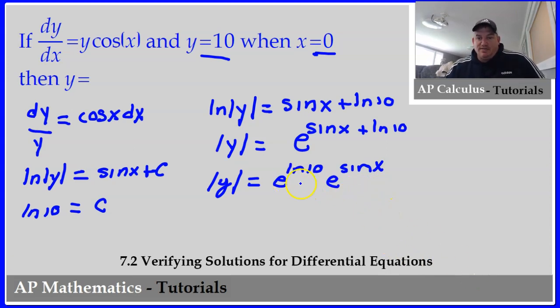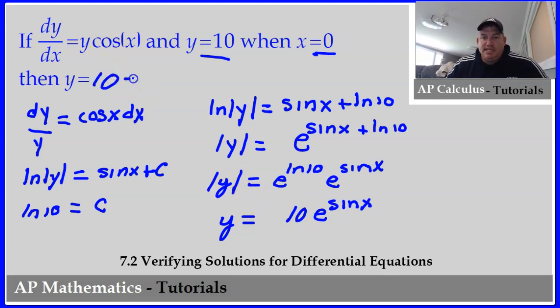So e to the natural log of 10 is clearly 10. So we have 10, because e to the natural log of 10 is 10, times e to the sine x. And this represents our absolute value of y. So we only have the positive version, because when we have 0 going in, we should have a positive 10 coming out. So we can drop the absolute value at this moment and leave it as a positive 10. So my final answer is simply 10 times e to the sine x.